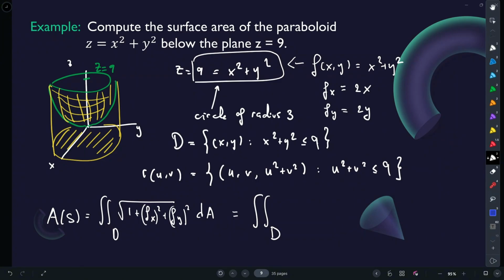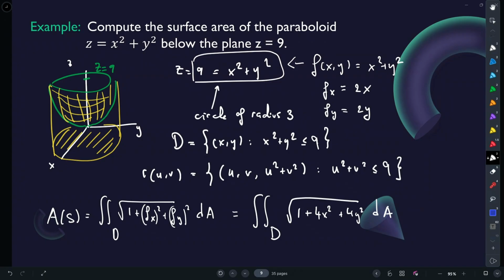So I can then integrate over that region. I can parameterize the region in Cartesian coordinates, but hopefully you see there's a better way to integrate this than using Cartesians. This is going to be the square root of 1 plus (2x) squared, so 4x squared, plus 4y squared, dA. Okay? What's a better way to do that than Cartesian?